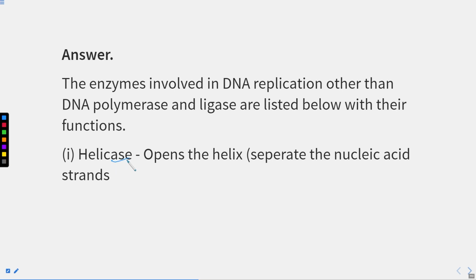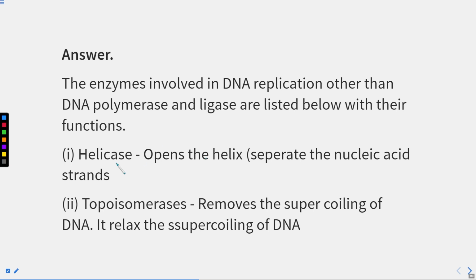So let's talk about helicase first. Helicase is the first enzyme that acts on the DNA. It opens the helix, which means it separates the nucleic acid strands for replication. For replication to start, the helicase enzyme is required. The helicase enzyme comes and separates the two strands, and then the replication begins, or we can say it opens the helix. So the first enzyme is helicase.